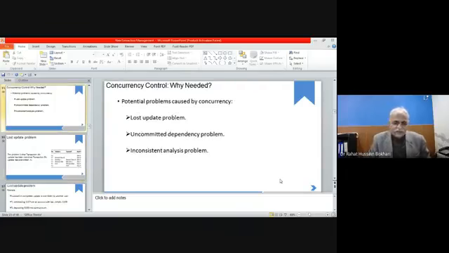So if some person asks you why concurrency control is needed, the potential problems that are caused are basically the lost update problem, one, the uncommitted dependency problem, two, and the inconsistent analysis problem, three. These are the three problems that may occur. In order to cope with them, concurrency control is surely needed. I will discuss each of them.